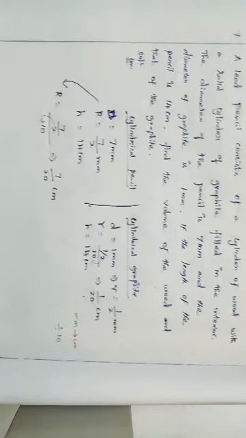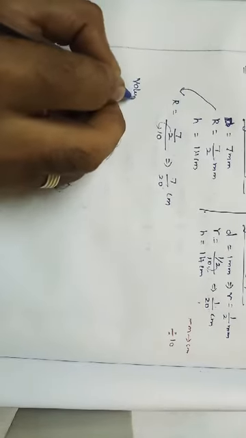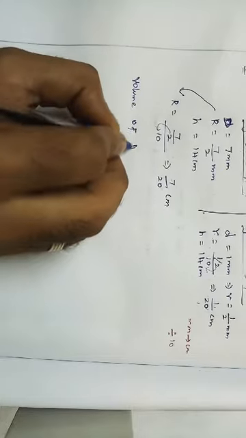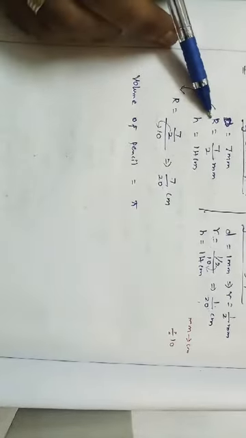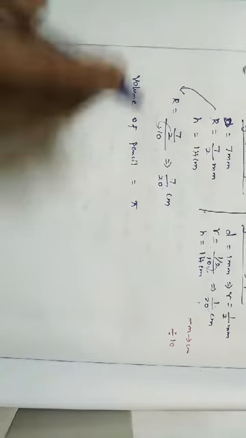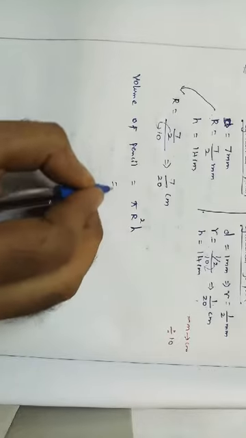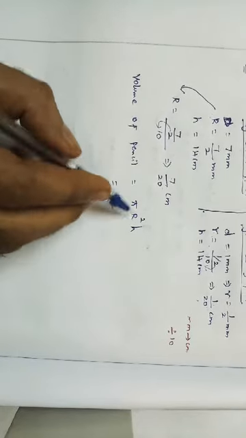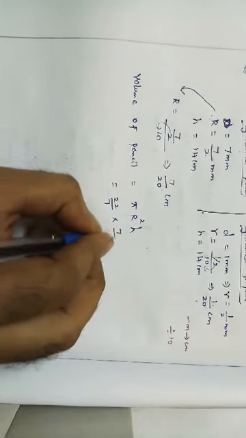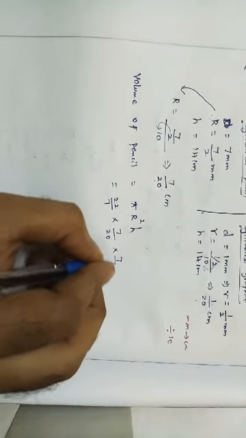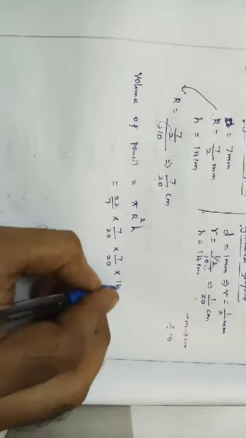So just find one by one, right? First we will find the volume of pencil. What is the formula? Volume of pencil is equal to pi, and I am using capital R for the radius. So pi R square h. Substitute the values. Pi is 22 by 7. R is 7 by 20, but it is R square, so we want to multiply twice. So 7 by 20 into 7 by 20 into height. What is the height of the pencil? 14 centimeter.